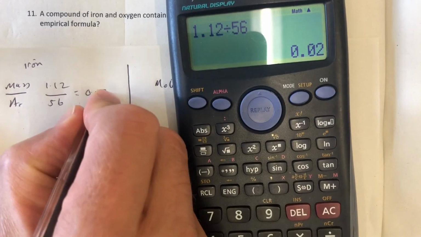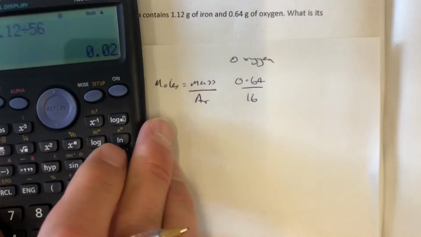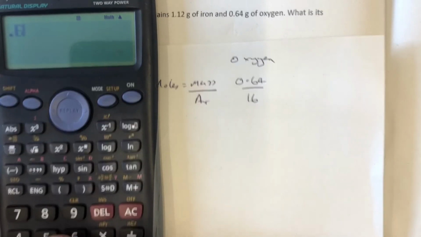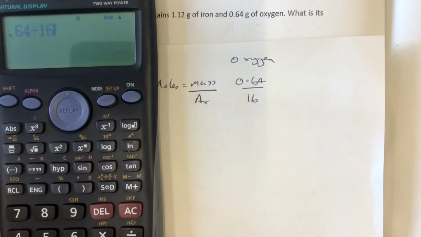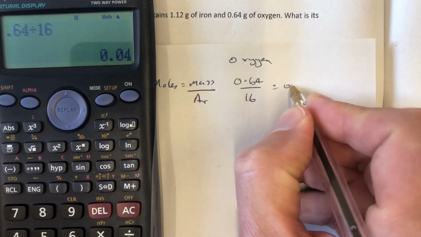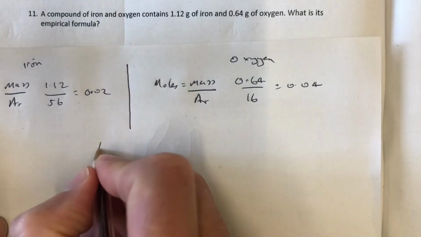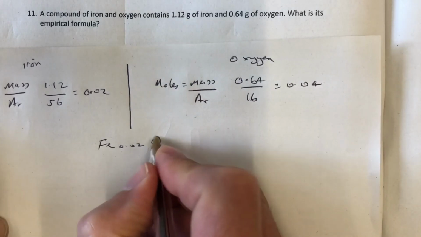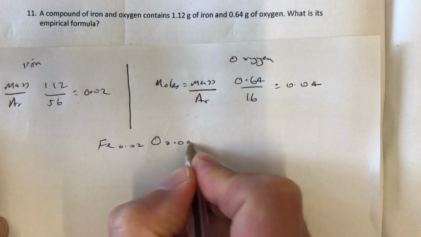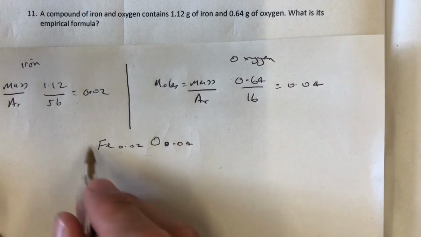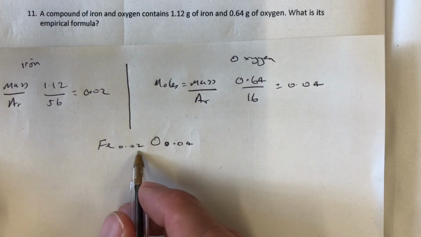0.02. And over this side, we've got 0.64 divided by 16 equals 0.04. Okay, so our empirical formula at the end, therefore, is going to be iron, Fe 0.02, oxygen, O 0.04. Now, we need to report this to the smallest possible whole number. Okay, so that's not quite the final answer.